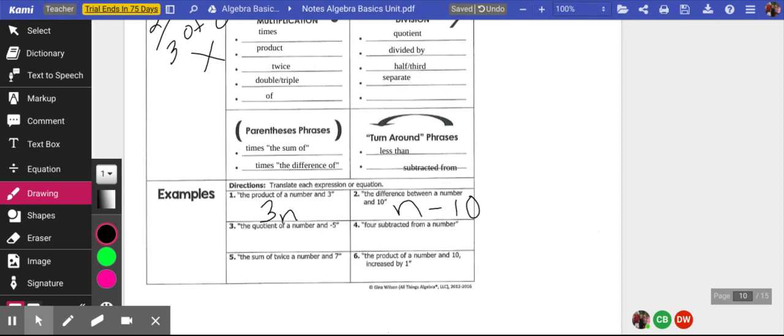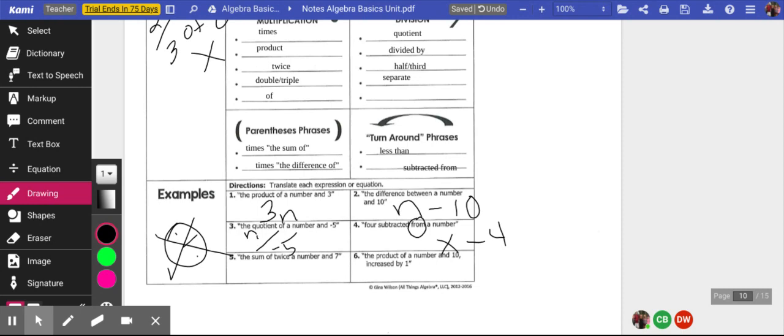Okay, the quotient of a number and -5. So we're not going to use the dividing sign. We're going to use the fraction bar to get us ready for algebra. And I will not let you use that. This thing is a no-no. 4 subtracted from a number. Ooh, subtracted from. You might want to circle that. So it's 4 subtracted from a number.